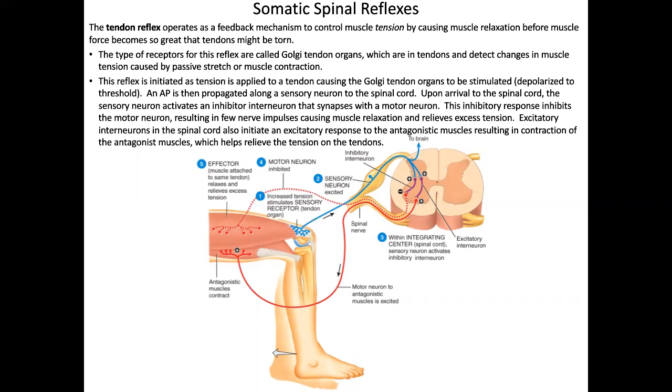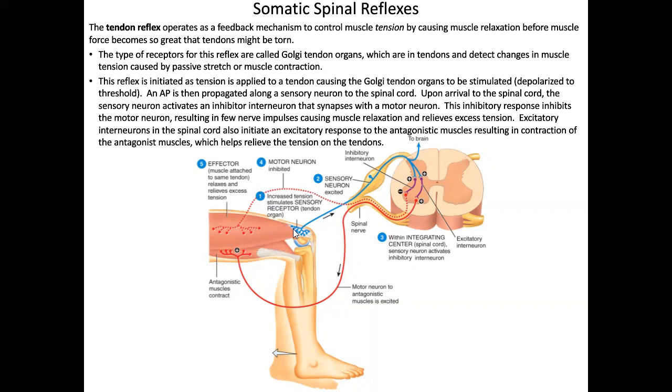The tendon reflex is a feedback mechanism that controls muscle tension, so not stretch, but tension, by causing muscles to relax before muscle force becomes so great that tendons might be torn. Okay. So in our illustration here, we're still using the same joint, the knee, and we're still using the same muscles, the quads and the hamstrings.